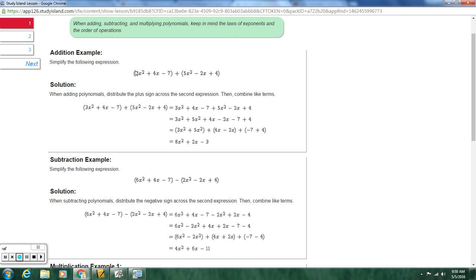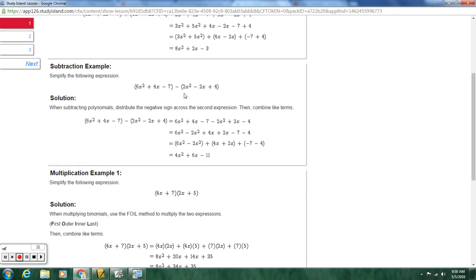As long as, remember what I did, when I would draw an arrow, like I would say 3x squared or 5x squared, which is how we did it. So 3 plus 5 is 8x squared. We don't add the variables. 4x plus negative 2x, or 4x minus 2x is 2x. And negative 7 plus 4 is negative 3. So the adding, most of you got. That was not too bad.